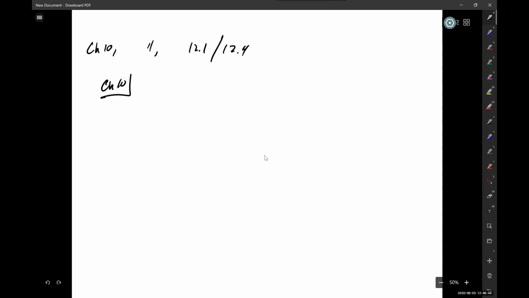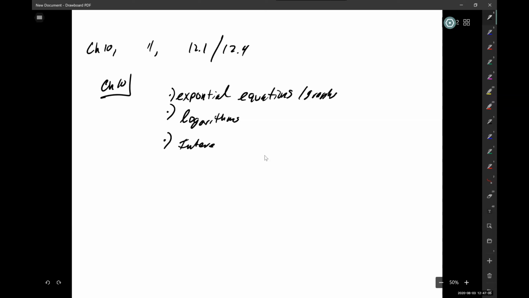really the big things we talked about were exponentials, so exponential equations and graphs, logarithms, and then the interest formulas. And these are kind of going to be the bulk of what comes from chapter 10. And also the idea of this inverse graph, either doing it algebraically or like you saw in the quiz.